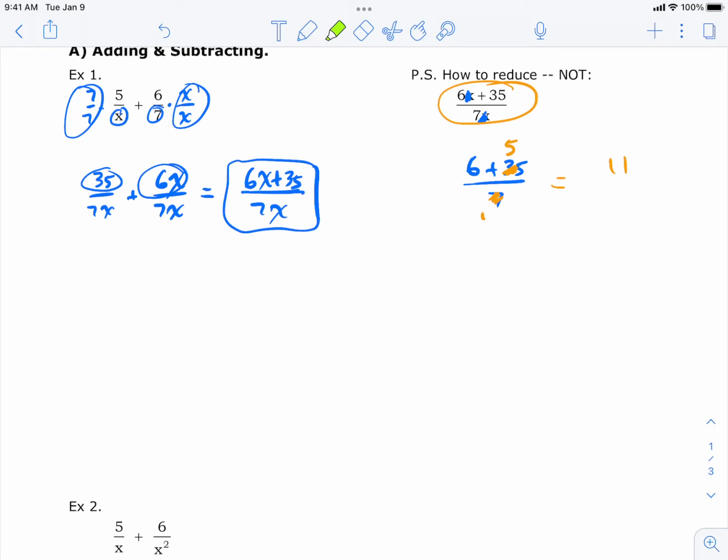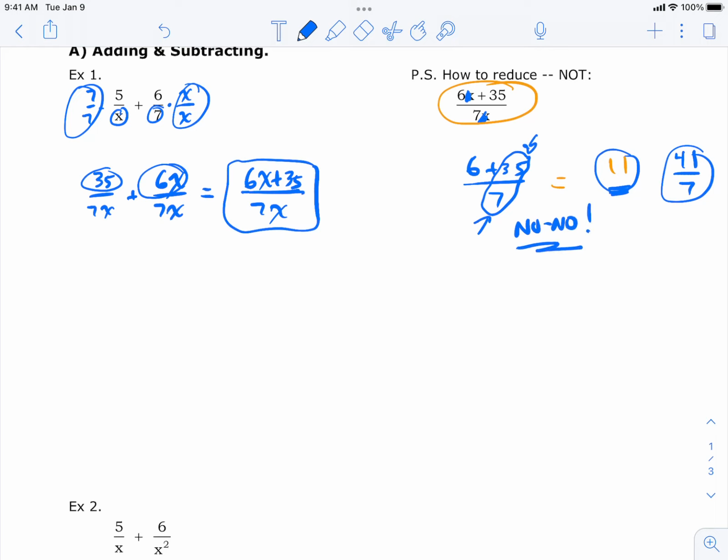I'll prove that it can't be right. Okay, I got the 3. Put the 3 back. That's a 35. Before, I canceled 7s, and when I canceled 7s, I ended up with 11. Well, what if I don't cancel 7s? Now I'm looking at a 41 on top and a 7 on the bottom. Now 41 over 7 is not 11, is it? No, it's not.